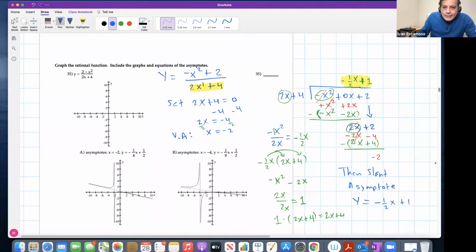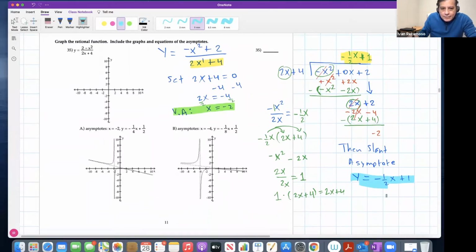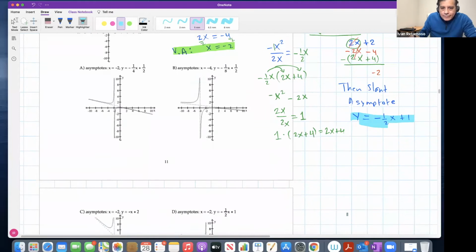Now, as a hint, guys, I give you this. Notice that these two will determine the answer, because this is the vertical asymptote, and this is the slant asymptote. So looking through the choices, which one has these two? You see, minus 1/2 x plus 1 is the slant asymptote, and this is the vertical asymptote. These two determine the answer. So this should be this.